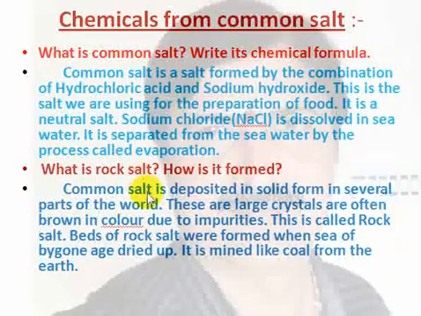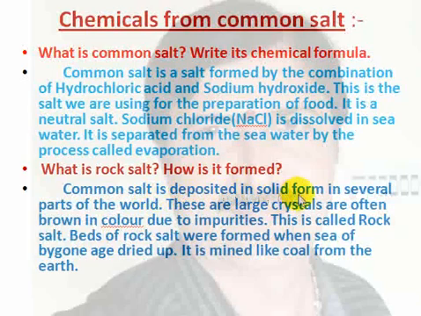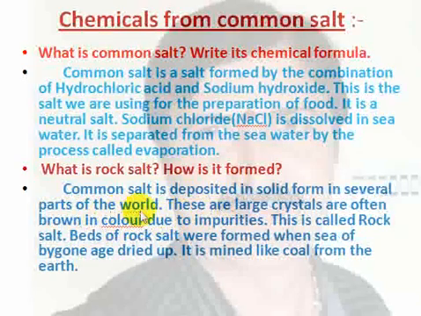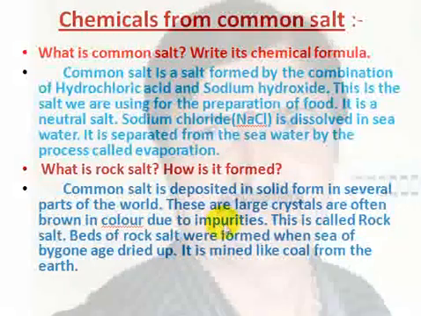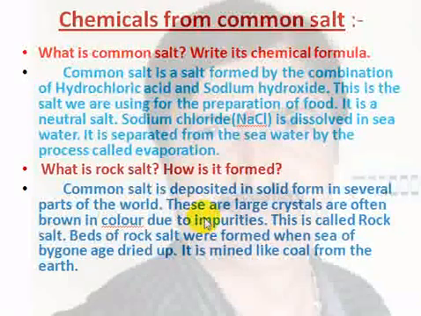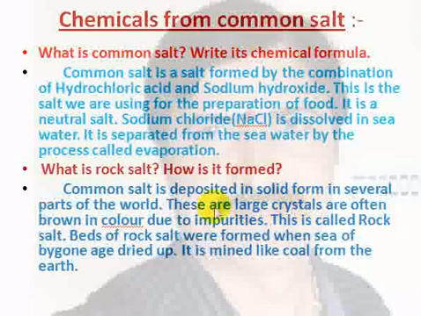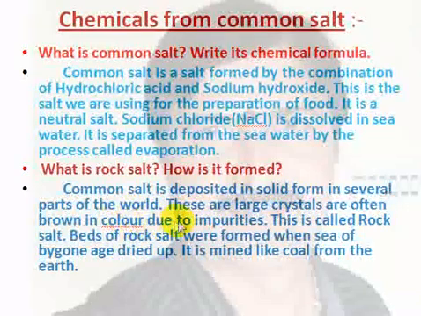Rock salts are deposited in the solid form in several parts of the world. They are in the form of large crystals. Often they are brown in color due to the presence of impurities in them. So this common salt, which is in the form of large crystals and which is deposited in the soil, is called rock salt.